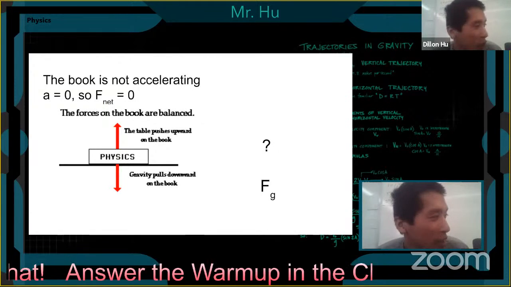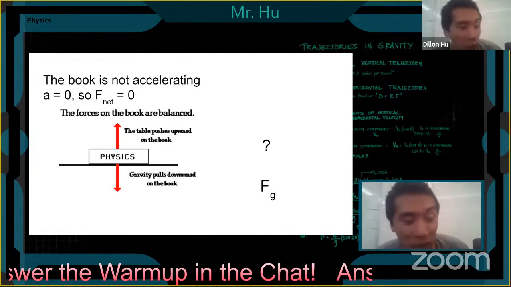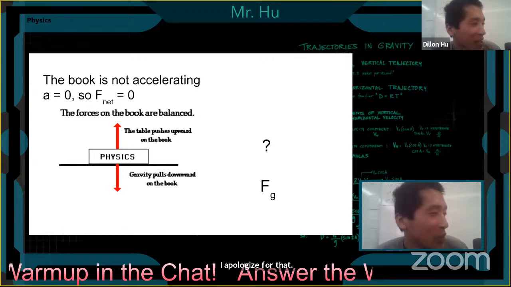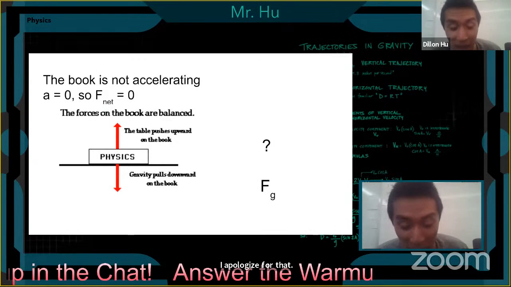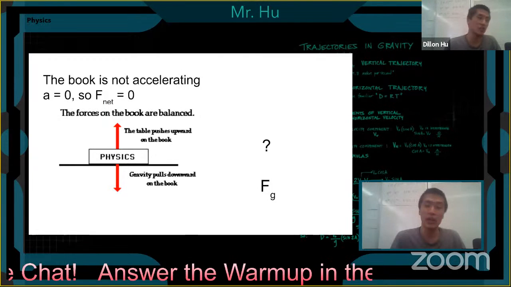So if I were to draw a huge arrow for gravity and a tiny arrow for the table, that would mean the force of gravity is much bigger than the force of the table, which means that the object is being pulled downwards. That is not the case. The object is not being pulled downwards, so you need to have your arrows of the same length.